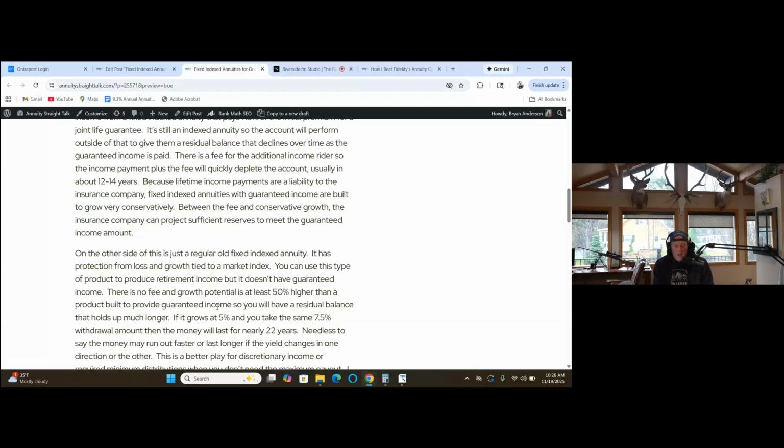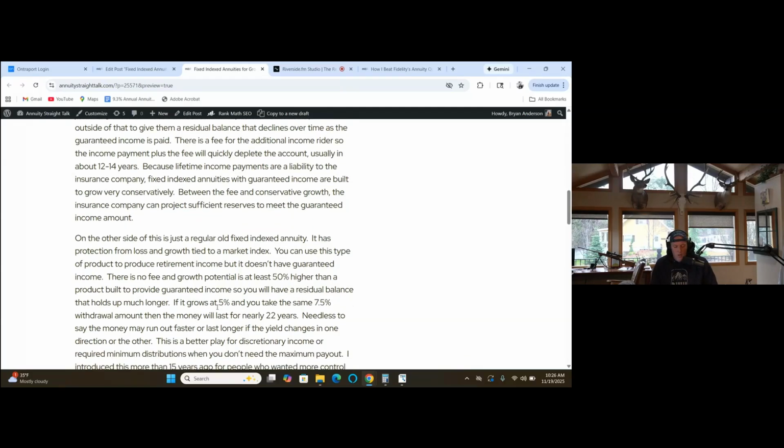One thing people like about this is there is not a fee for a base contract, and growth potential is at least 50% higher than a product built to provide guaranteed income. So it stands to reason you'll have a residual balance that holds up much longer. If you're not having a fee drag and you're growing at 50% more, taking those withdrawals, the money will last longer than it would have in a guaranteed income contract.